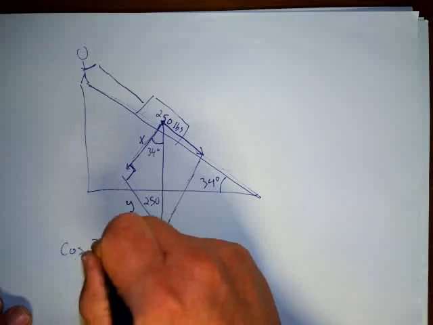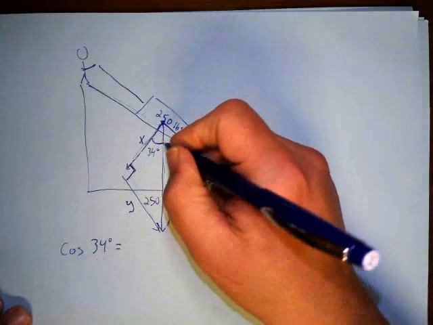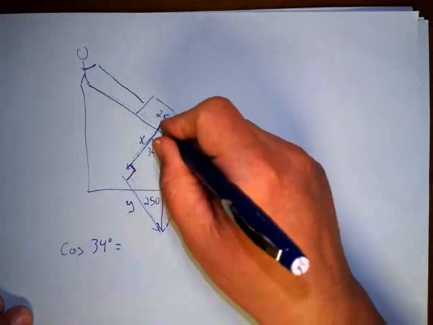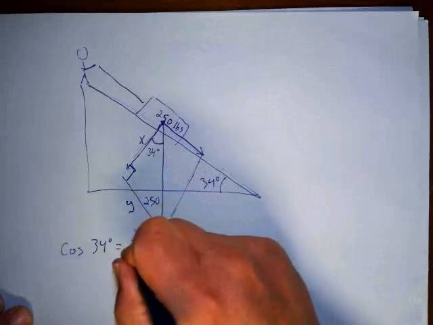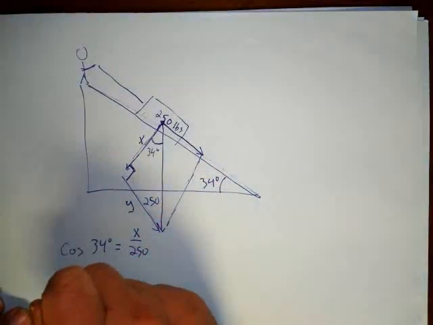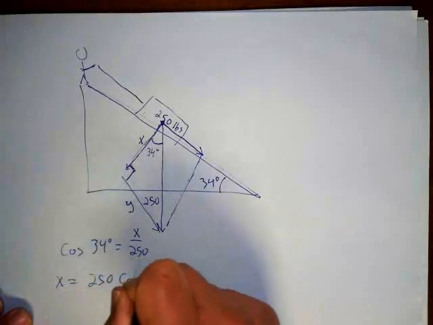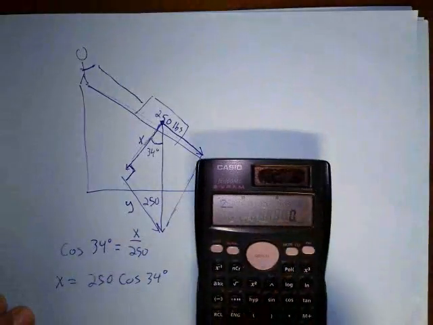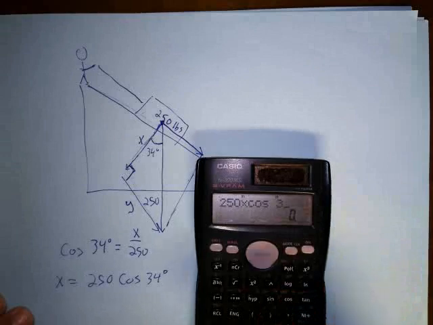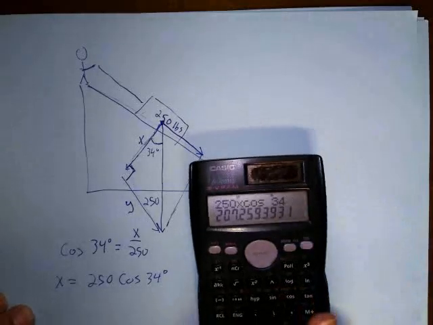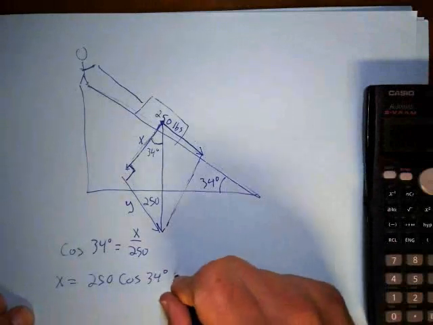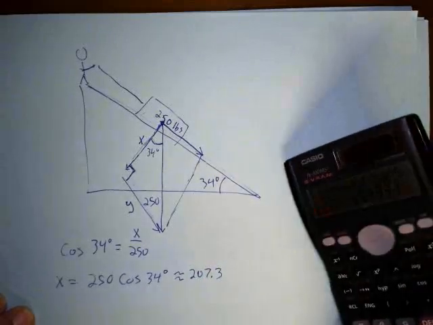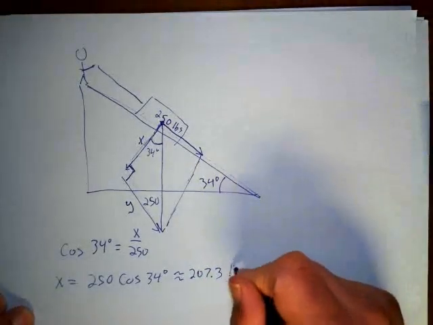So the cosine of 34 degrees is equal to the adjacent, so the x over the hypotenuse, so it'd be x over 250, and so x is equal to 250 times cosine of 34 degrees. So 250 times the cosine of 34 degrees, and I get approximately 207.3 pounds, if I round to the nearest tenth of a pound.